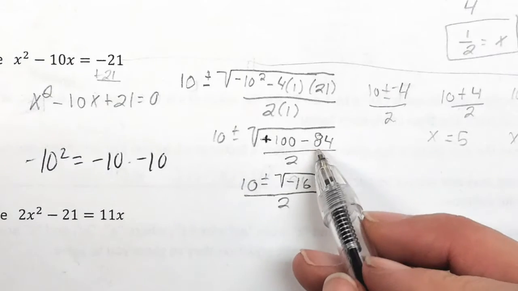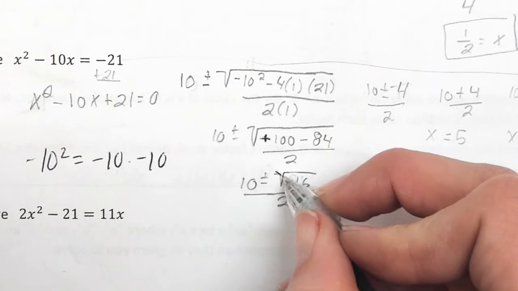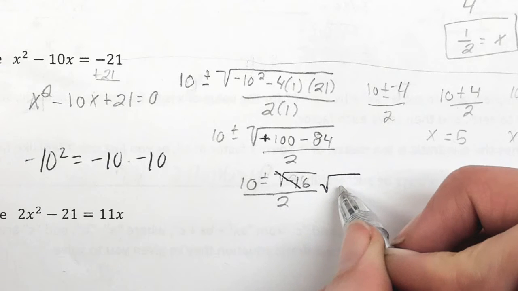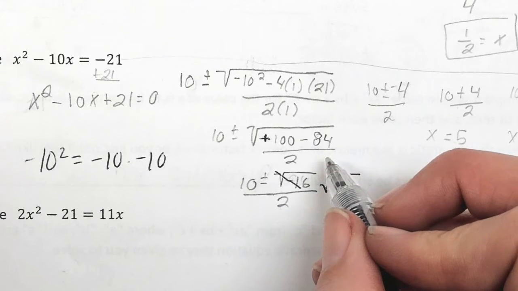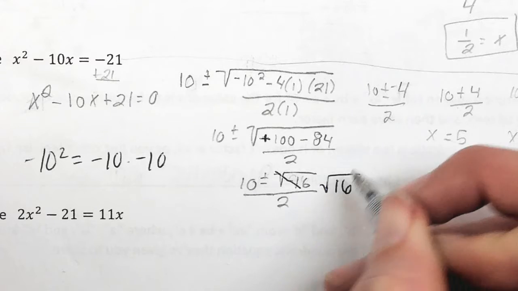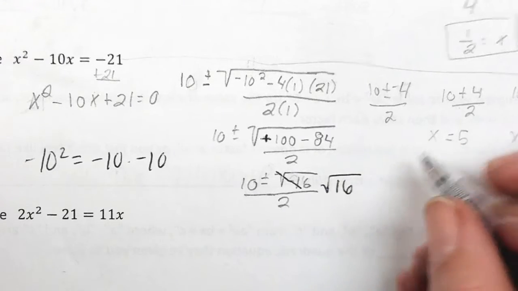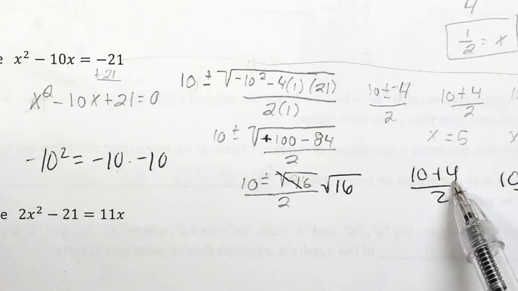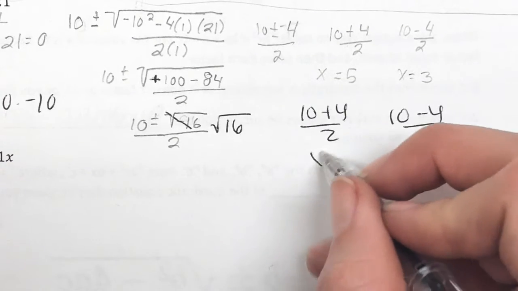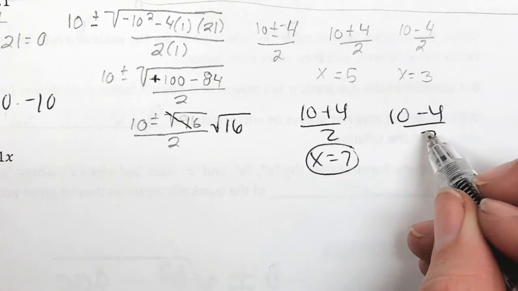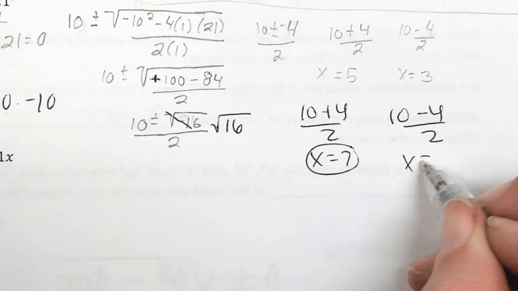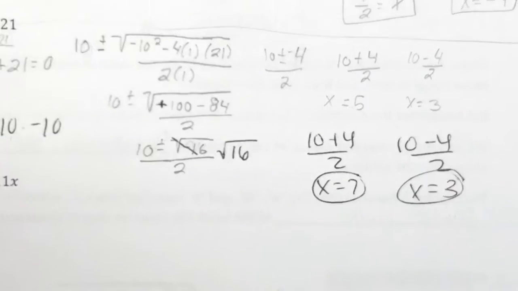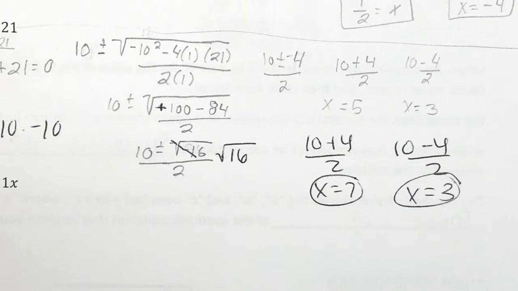So this would make 100 minus 84, which is what? What'd y'all get? 100 minus 84? 16. And what's the square root of 16? 4. So we'd have 10 plus 4 over 2 and 10 minus 4 over 2. So 10 plus 4 is what? 14. Over 2? 7. And 10 minus 4? 6. Over 2? 3. Good. Does everybody see where common mistakes are? Because a lot of people did that. So don't feel bad, Jesus.